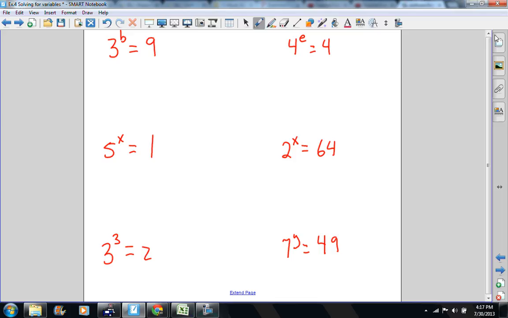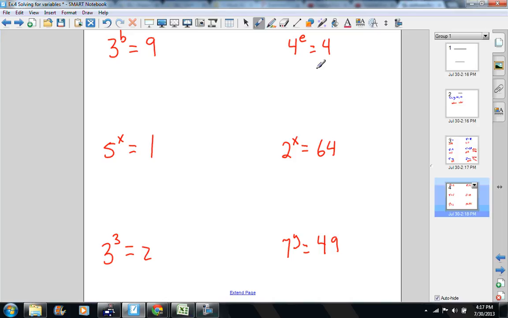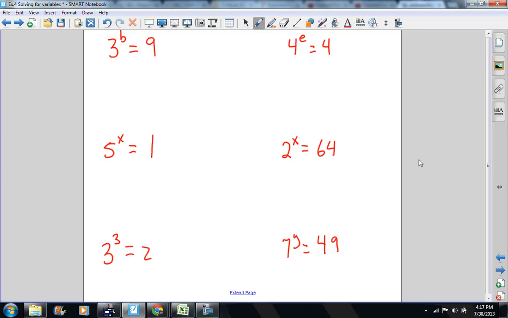Now, I think this is the last one. I would like you to try these on your own. And like I said, it's not a lot to learn, just a lot of practice. So try these, see what you get. So 3 raised to the b is equal to 9. Well, we know that 3 squared equals 9, so b should be equal to 2.